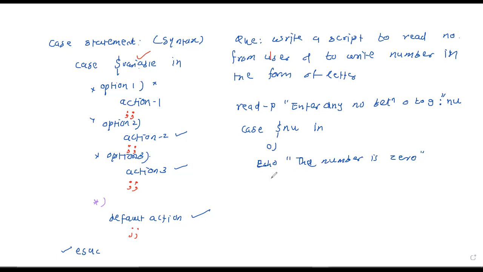Like this. If 1, echo. See, after writing the first action, you have to put a semicolon. So we write 1, then we write echo, the number is 1. Okay, and so on. So you have to write this 9 times.